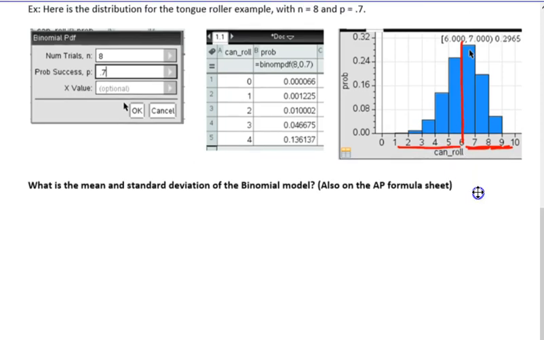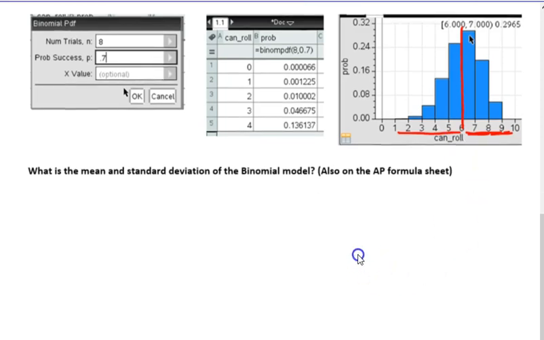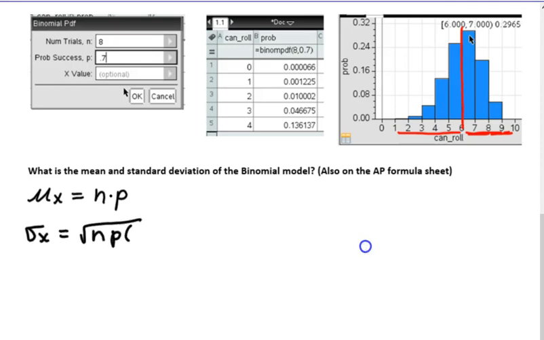But how do we actually calculate the mean and standard deviation for a binomial model? Once again, this is on the AP formula sheet, and it's defined. Mu of x for a binomial model is n times p. Sigma of x for a binomial is the square root of n times p times 1 minus p.